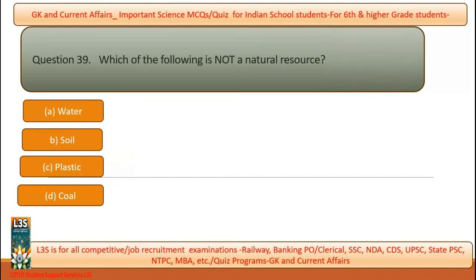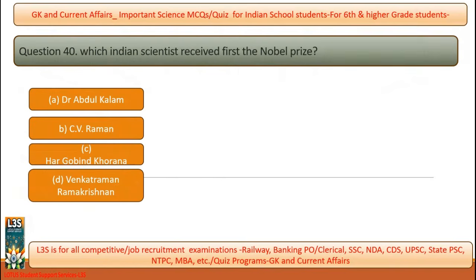Which of the following is not a natural resource? Water, soil, plastic, coal. And here the right option is plastic because it is not a natural resource. Water, soil and coal are natural resources.